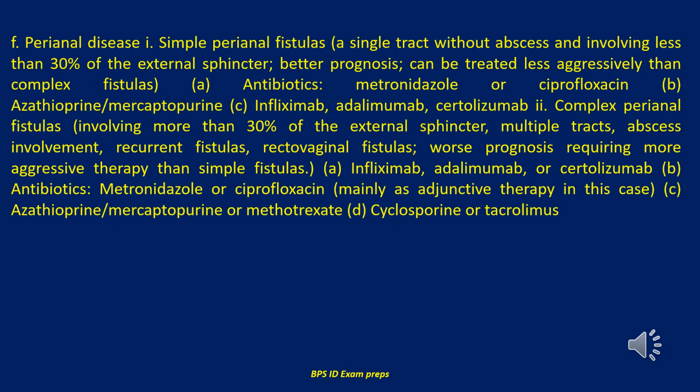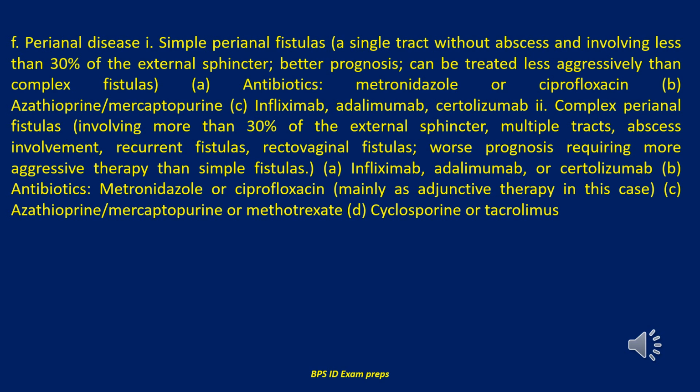1. Simple perianal fistulas, that is a single tract without abscess and involving less than 30% of the external sphincter, has a better prognosis. It can be treated less aggressively than complex fistulas. Use the following: A. Antibiotics, like metronidazole or ciprofloxacin. B. Azathioprine or mercaptopurine. C. Infliximab, adalimumab, or certolizumab.